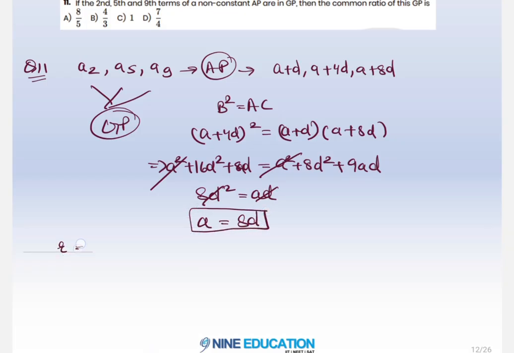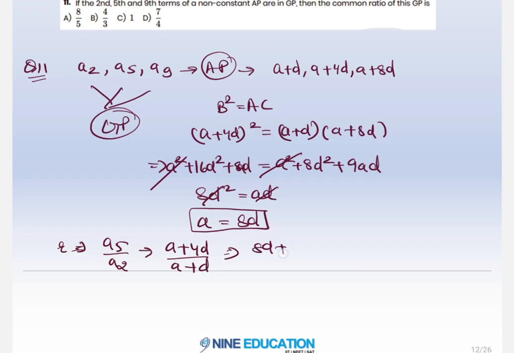Now they are asking for the common ratio. So the common ratio will be equal to A5 by A2. So that is equal to (A plus 4D) by (A plus D). Now A is 8D, so 8D plus 4D divided by A plus D, and A plus D will be 8D plus D. 12D by 9D. D cancels, giving 4 by 3. Option B is correct.